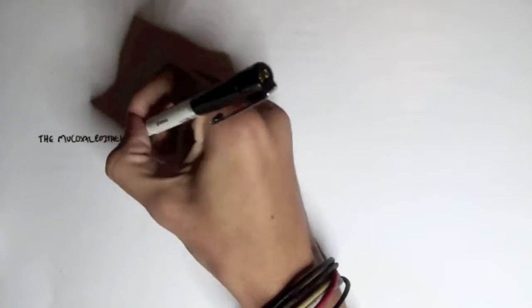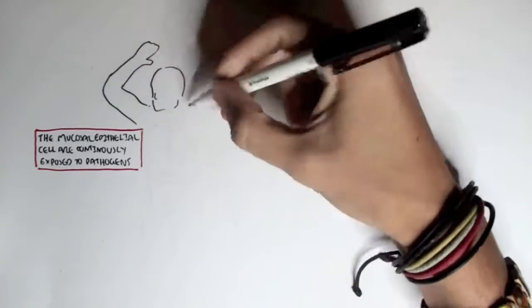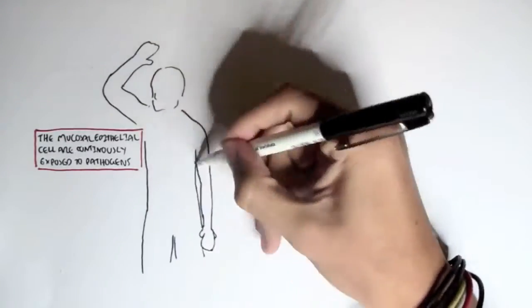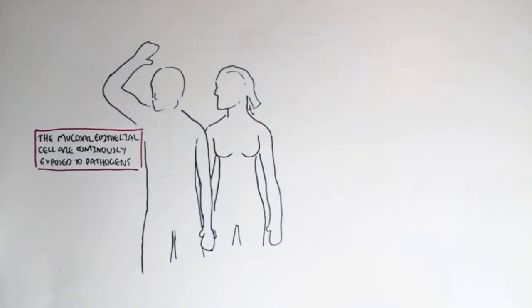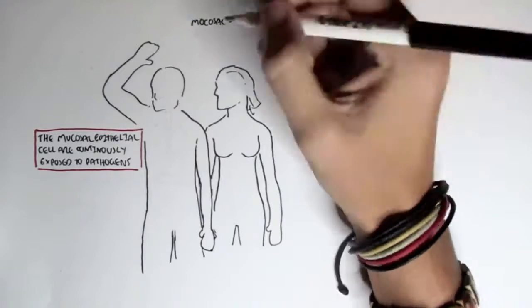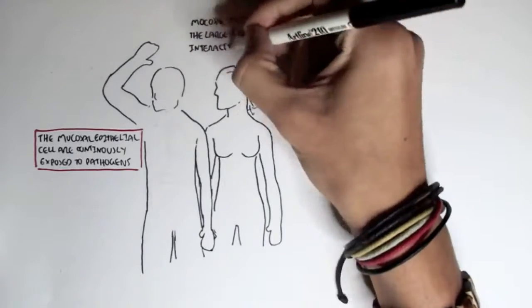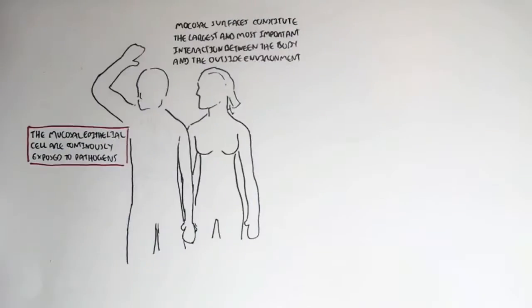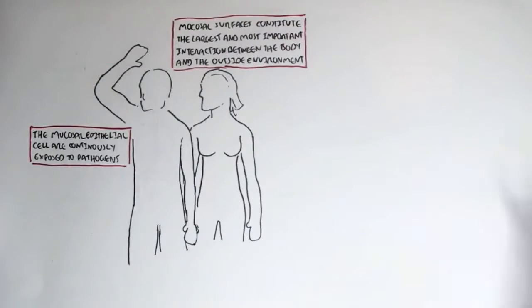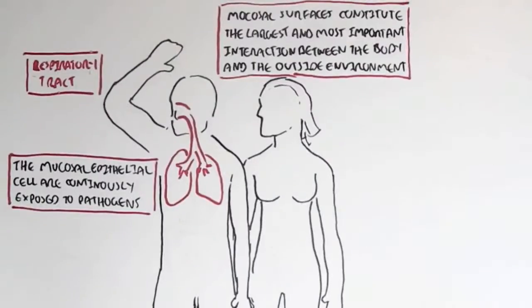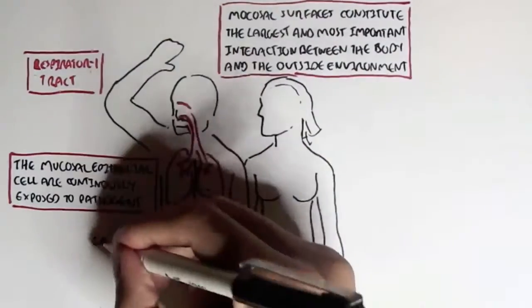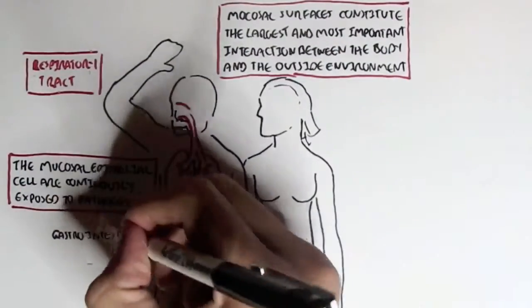In this video, we'll look at the mucosal immune system. The mucosal epithelial cells are continuously exposed to pathogens. These are the cells lining the gut tract, our lung tract, our nasal cavity, for example. The mucosal surfaces constitute the largest and most important interaction between the body and the outside environment. The mucosal surfaces include the respiratory tract, the gastrointestinal tract, and the urogenital tract.